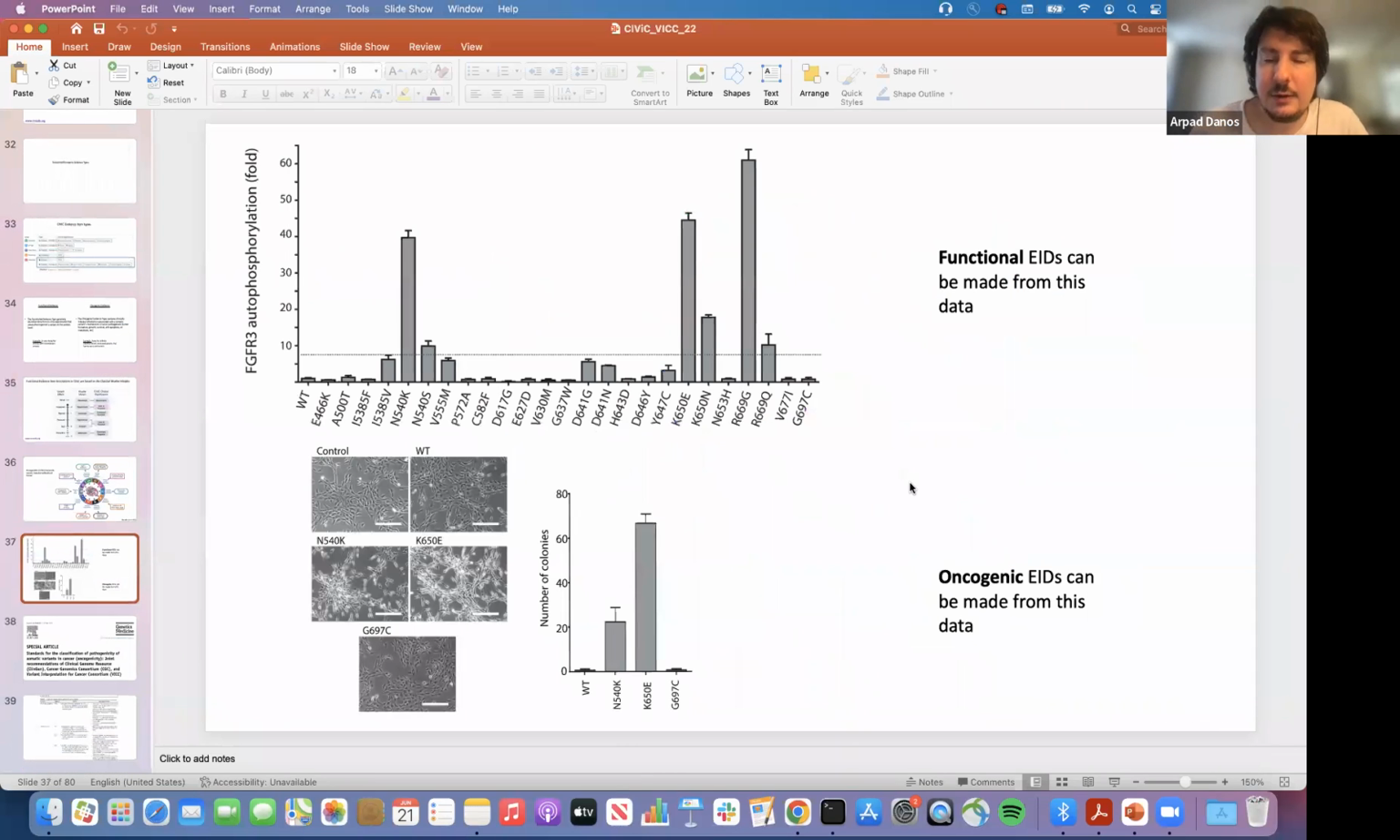Some examples here: we have an autophosphorylation assay. That's very much what we call a functional assay. Here we have a foci formation assay, which is really kind of an oncogenic evidence type. I think my reference is missing here, so I don't remember what paper this came from, but I'll update that next time.